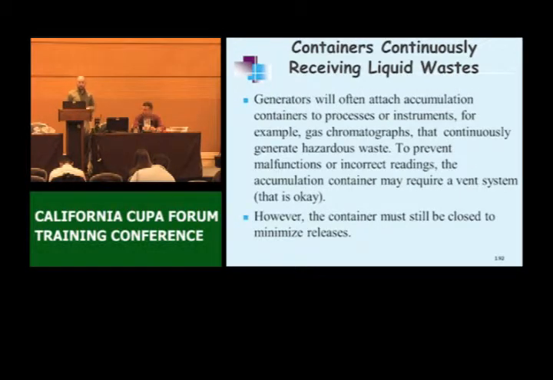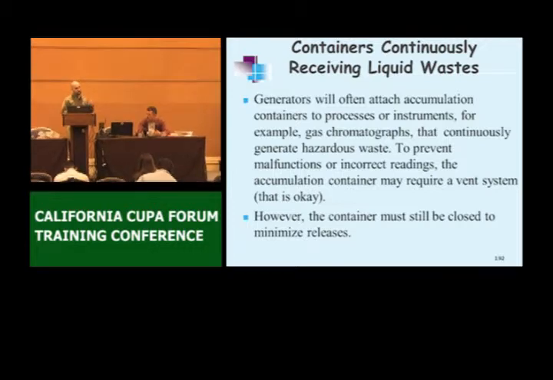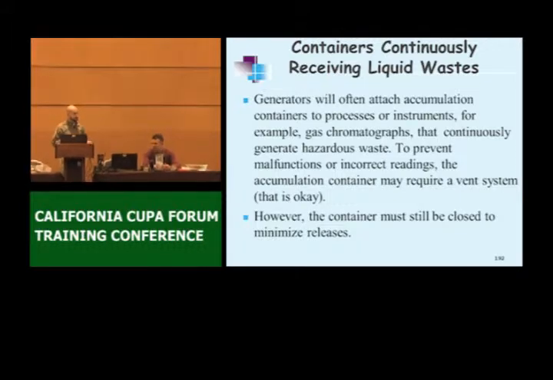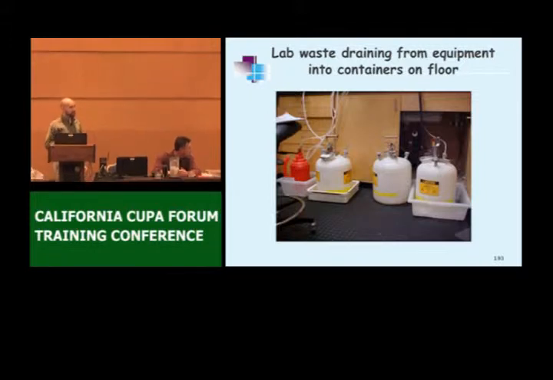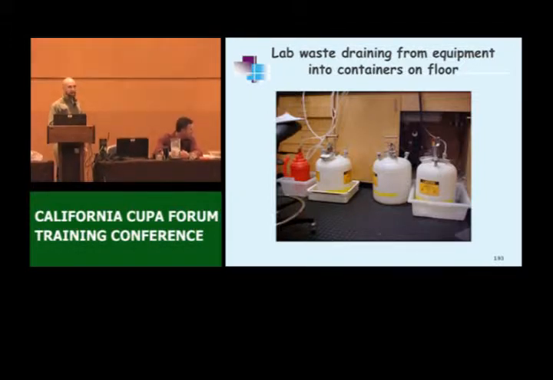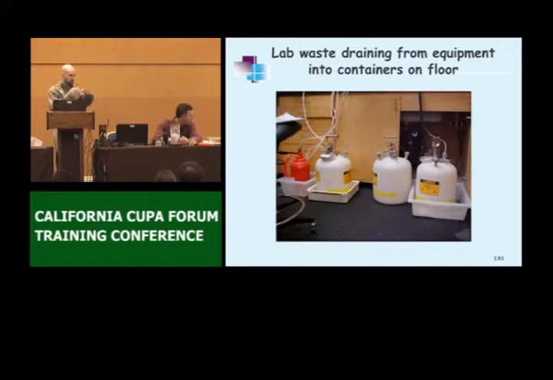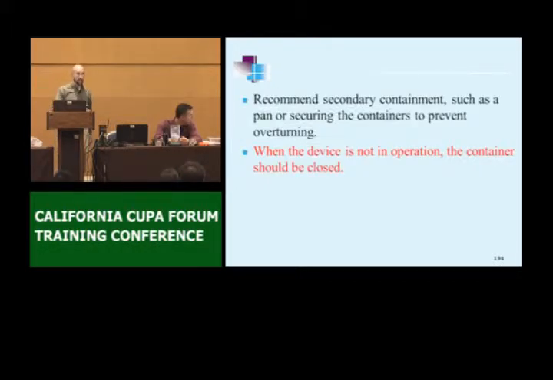Again, it's really good. It talks about containers continuously receiving liquid waste. It needs to be closed to minimize possible release, all that. When it's receiving waste, it doesn't need to be closed. This is an example of containers that are constantly receiving. And the idea is, you know what? Though it's receiving it, it should be managed in a way that if it tipped over, it shouldn't spill, not readily. And that's where you have a tube and kind of an inserted lid with a small opening. And then you have the secondary containment trays, which are a good idea. That's recommended. And when the device is not in operation, obviously the container should be closed. So it comes back to, is it receiving waste or not?